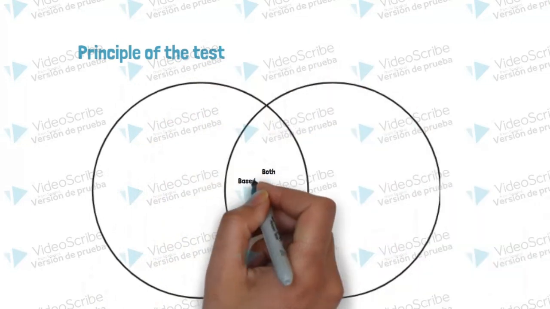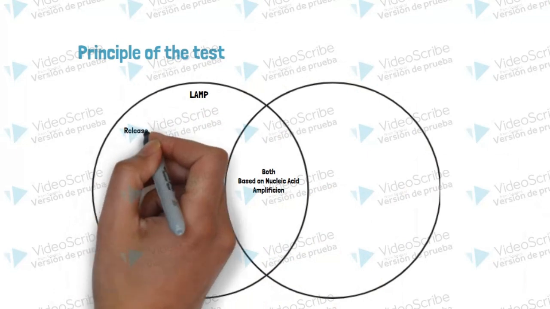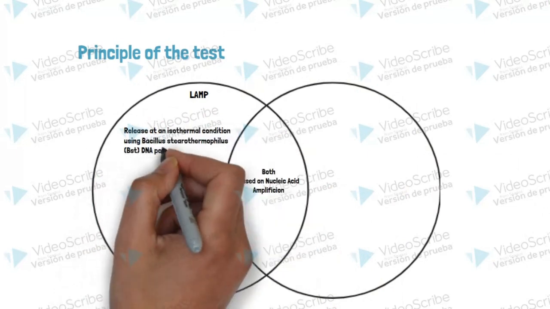So let's talk about the principle of the test. Both mPCR and LAMP tests are based on nucleic acid amplification. LAMP depends on auto-cycling strand displacement DNA synthesis at isothermal conditions, using Bacillus stearothermophilus Bst DNA polymerase, primer sets, and a reaction buffer containing magnesium ions.